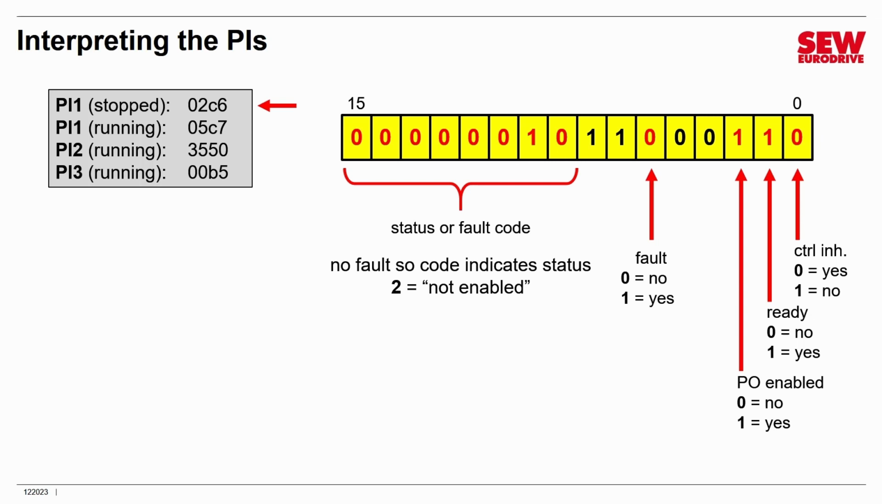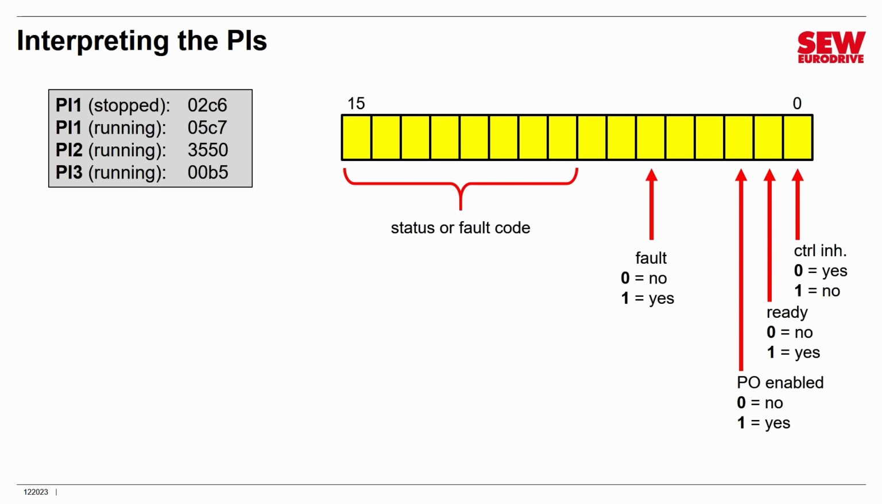All right, let's check the other bits. We'll start with bit 0, controller inhibit. There's a 0 there. That means yes, it is controller inhibited. Bit 1 is a 1. That's yes for ready, so the VFD is ready to run. And bit 2 indicates whether it's listening to POs, and there's a 1 there, which means yes. No big surprise since we're operating in field bus mode. So that's PI1 when the VFD is stopped.